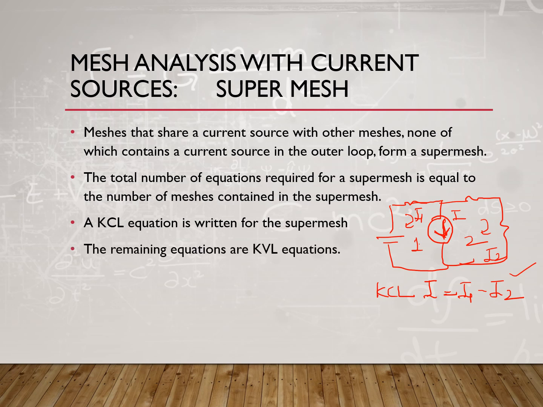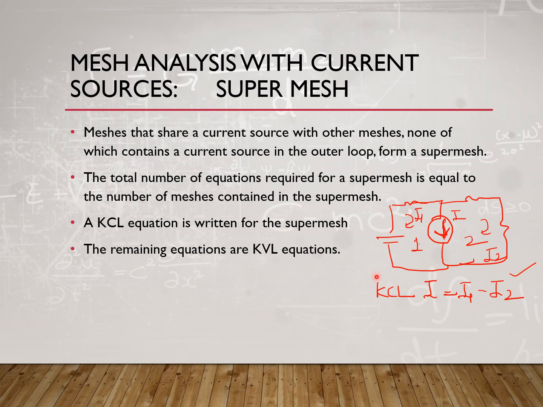So the second step is that the remaining equations are KVL equations. How are you going to write the KVL equation? By first ignoring the current source. You have written the current source equation already, right? Now remove the current source and go through mesh 1 and mesh 2 as if there was no current source. So this is mesh 1 with the current source. I remove the current source and this is mesh 2. So I go around mesh 1 and mesh 2 without the current source and then write KVL for this.